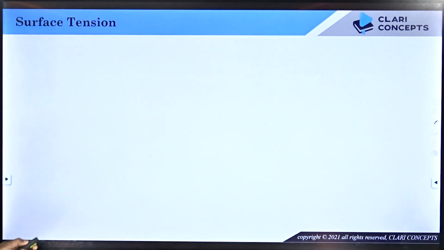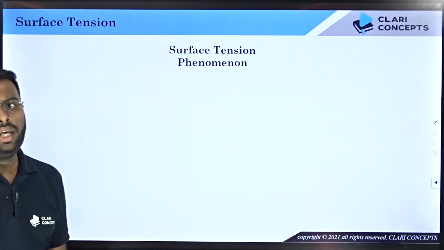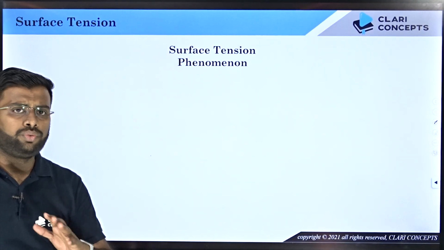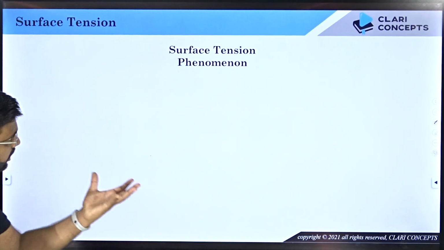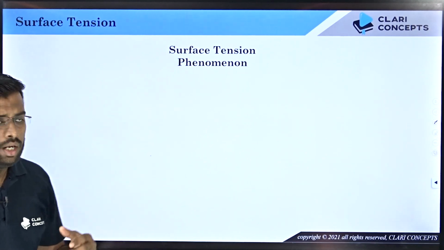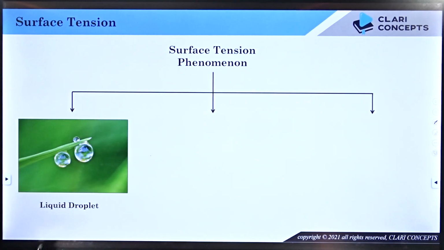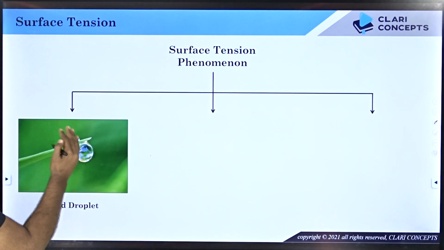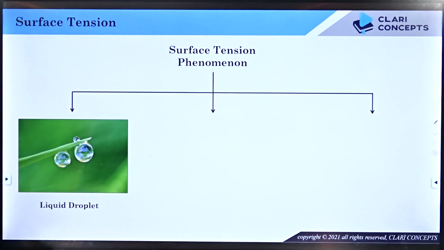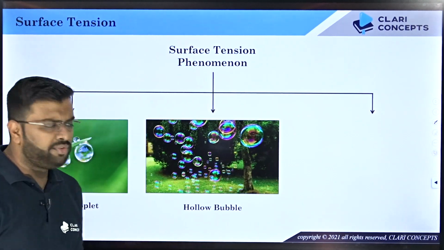Now let us understand this phenomenon in 3 different aspects. In engineering we have 3 different cases where surface tension is very much observed. One is surface tension phenomena in droplets. So I have liquid droplets and we will study surface tension phenomena in these droplets. Then we will study surface tension phenomena in hollow bubbles.